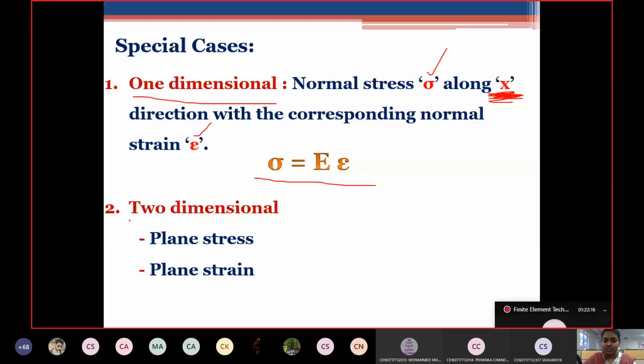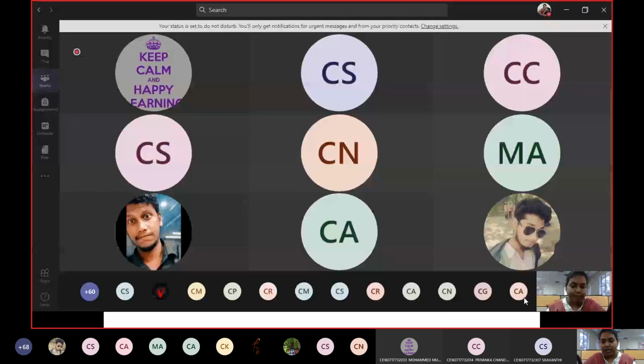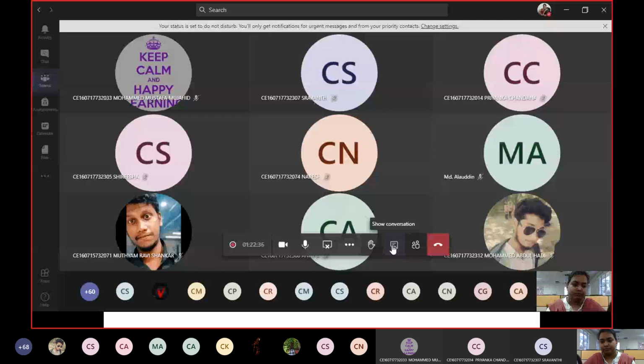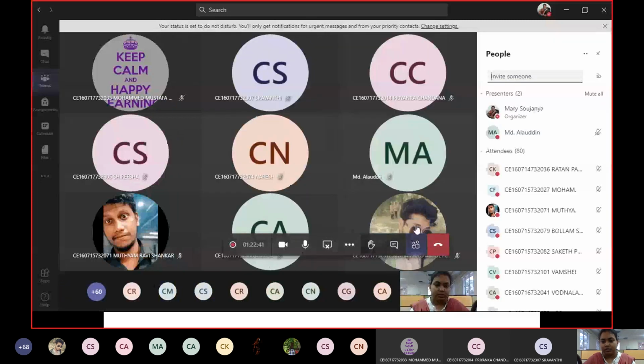Now, when it comes to 2-dimensional, we have 2 different cases. One is plane stress and the other one is plane strain. I want one member to tell me what is plane stress and one member to tell me what is plane strain. You have to put your hand up. I'll call you and then you can answer. One member, raise your hand. What is plane stress and what is plane strain? Principal stresses and strains are over for you. You just cannot tell, you don't know what is plane stress or plane strain. None of you is raising your hand. Keep your hand raised.